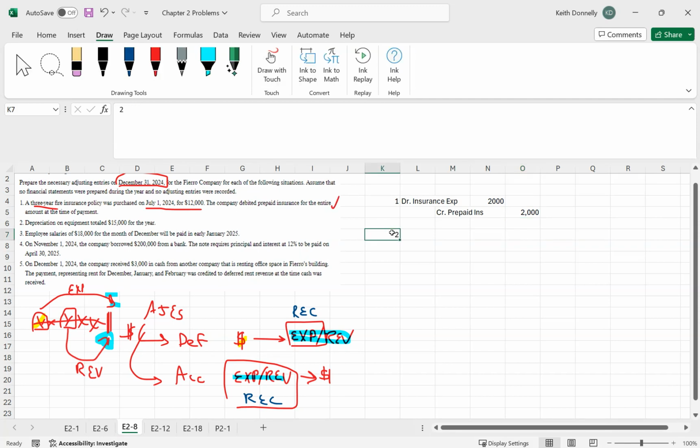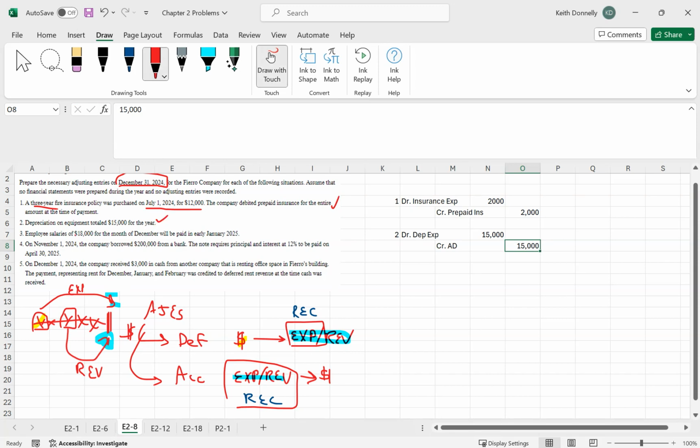Let's look at 2. Depreciation on equipment totaled $15,000 for the year, right? So why is this an AJE? Hey, maybe we bought the asset here and now we're accruing the expense for the usage of that asset, right? So we'll debit depreciation expense, credit accumulated depreciation. Let's see here. They said it's 15,000. Put the check mark there.